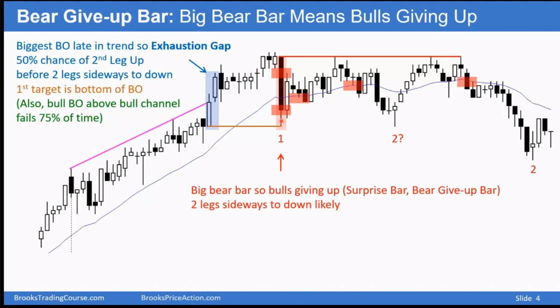Big bear bar, surprise bear bar. The bulls are giving up. You expect at least a small second leg down. Traders will sell the close. They'll sell below bear bars here or here. We're failing repeatedly at the top of the sell climax bar. Traders will continue to sell below bear bars, below that, below this, below that.